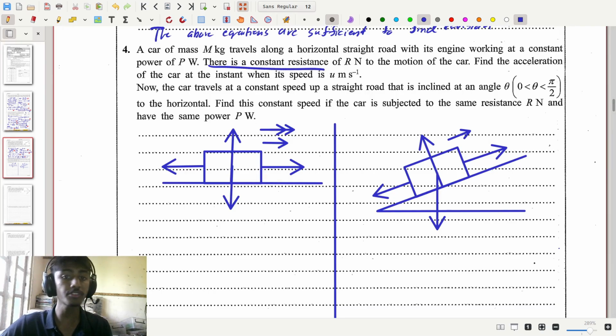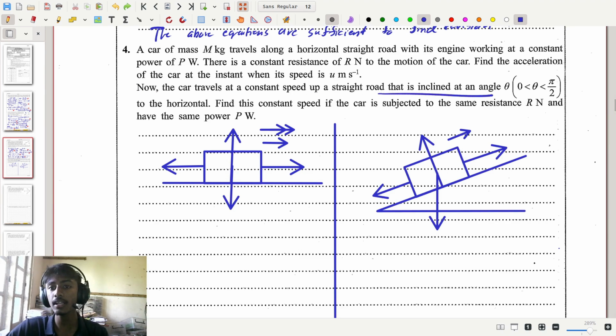There is a constant resistance force of R newtons to the motion of the car. Given this, we are asked to find the acceleration of the car at the instant when its speed is equal to u meters per second. After this, the question says, now the car travels at a constant speed up a straight road that is inclined at angle theta, which is in between 0 and pi by 2 radians, to the horizontal. Given this new situation, we are asked to find the constant speed of the car if the car is subject to the same resistance of R newtons and has the same power of P watts.